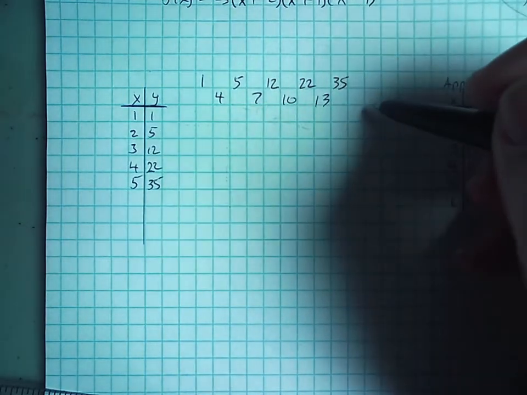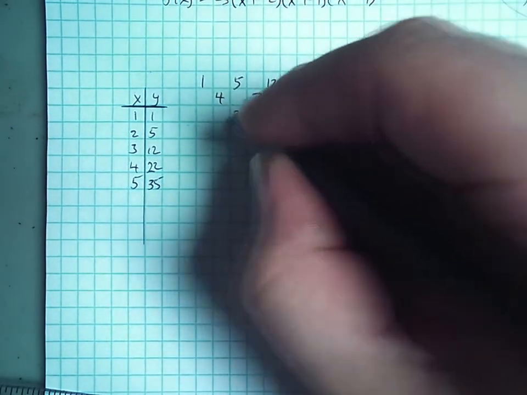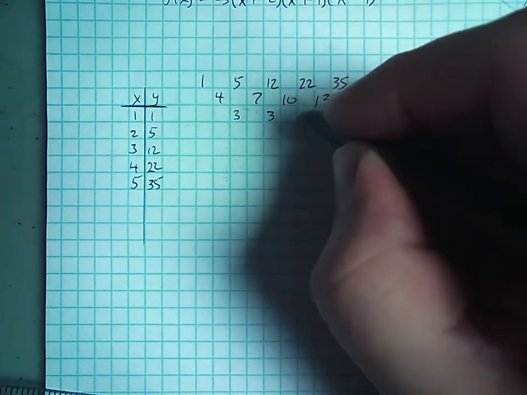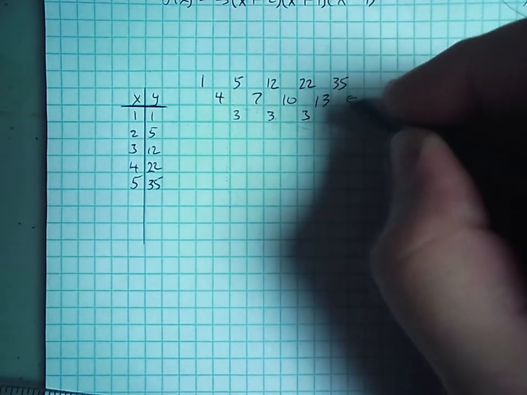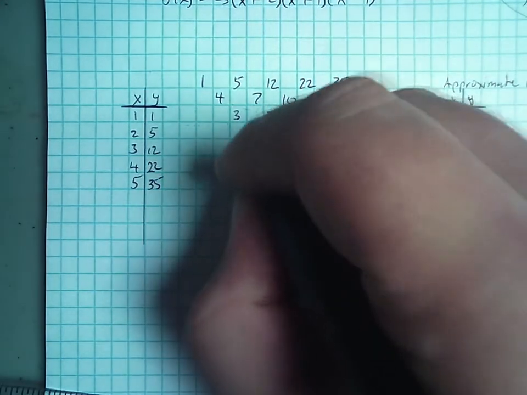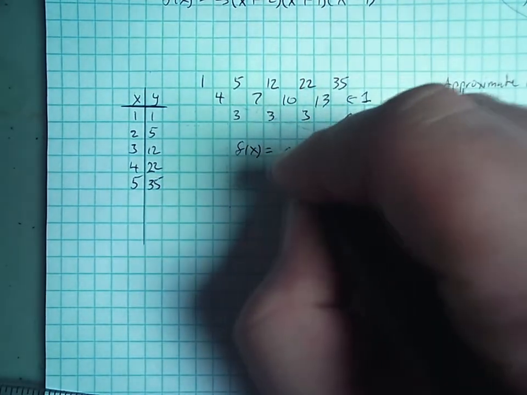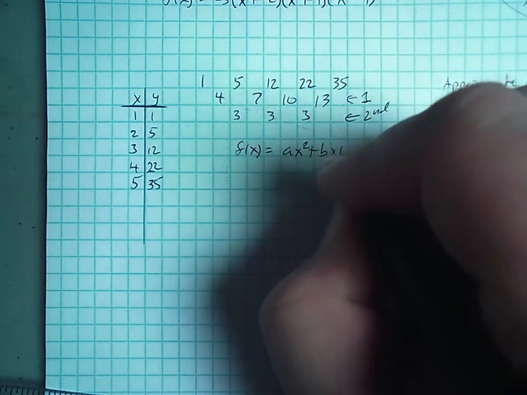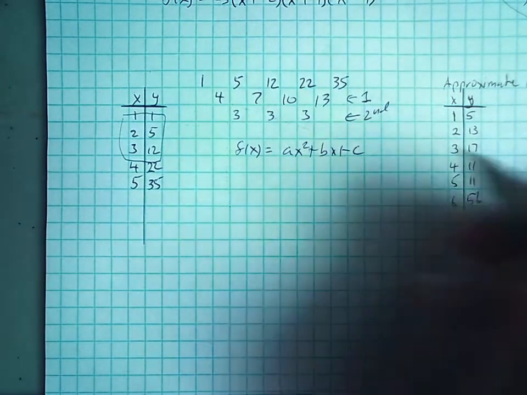These aren't all the same. From 4 to 7 is 3. 7 to 10 is 3. And from 10 to 13 is 3. That's only the second order differences. So this is a quadratic relationship. F of x equals ax squared plus bx plus c. So I only need to take the first 3 points.